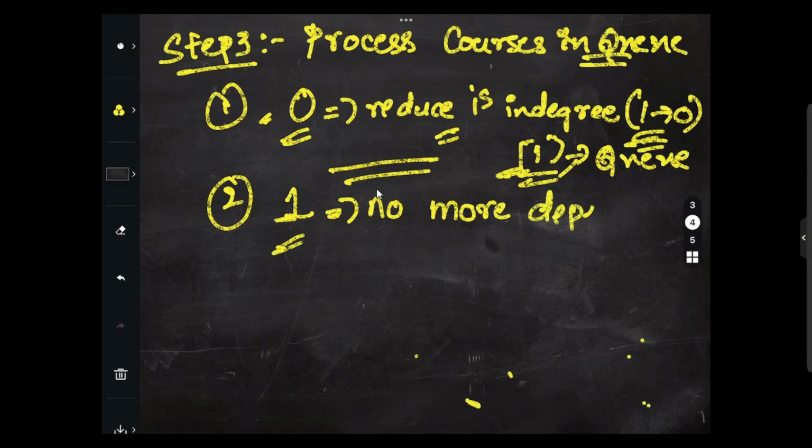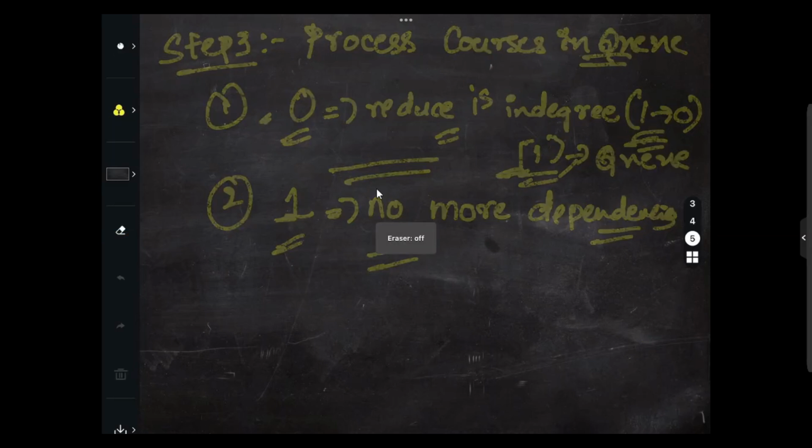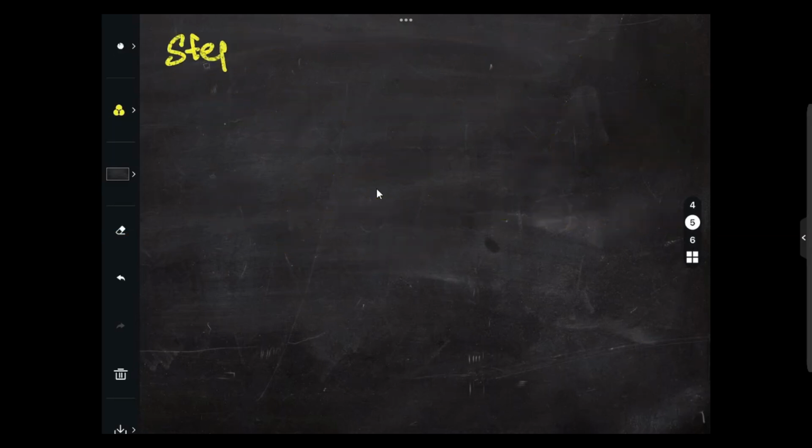So no more dependencies here. No more dependencies left in this case. So we have considered the 2 steps here, right? So this is what we'll be doing in the step 3, right? Let's move on with the step 4 here. I hope the step 3 is completely clear. That is very important basically.